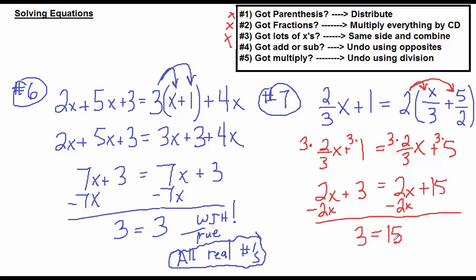Ooh. So when the x's go away and I have a false statement, this is false. And so therefore, because it's false, my answer is no solution. No solution. Nice work.